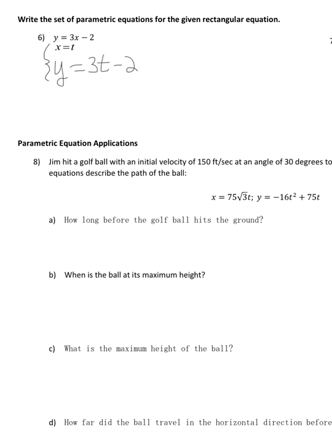So when I substitute in, I get y equals 3t minus 2. I substituted the t in where the x was. That's all I had to do. And these two right here are my set of parametric equations for number 6. That simple.